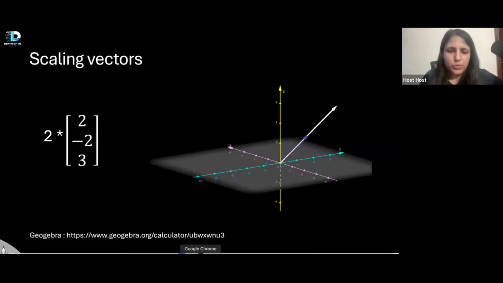Again, let's move to GeoGebra, but this is also very clear. This is a vector here that is (2, -2, 3), which we had already seen. This is my vector. If I scale it by 2, the same length, same magnitude will be put twice, and you'll get a 2A vector. This whole thing is a 2A vector.